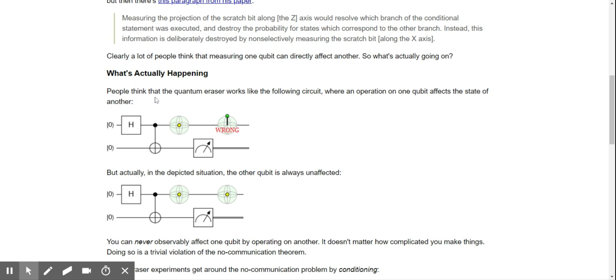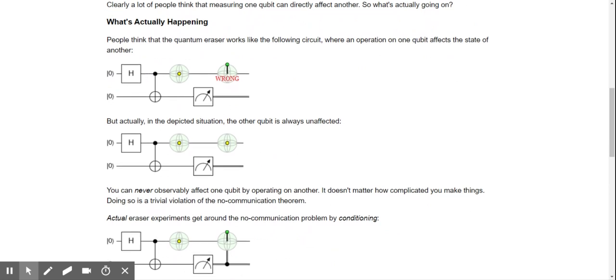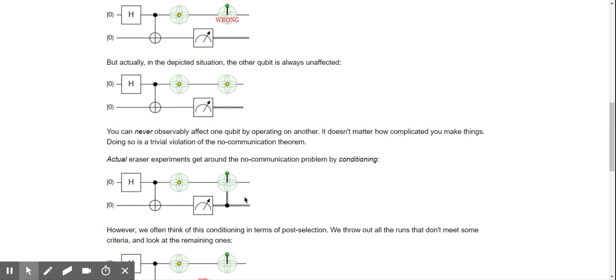People think that the quantum eraser works like the following circuit, where an operation on one qubit affects the state of another. But actually, in the depicted situation, the other qubit is always unaffected. You can never observably affect one qubit by operating on another. It doesn't matter how complicated you make things. Doing so is a trivial violation of the non-communication theorem. Actual eraser experiments get around the non-communication problem by conditioning.